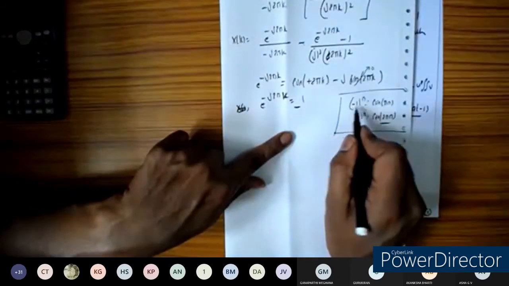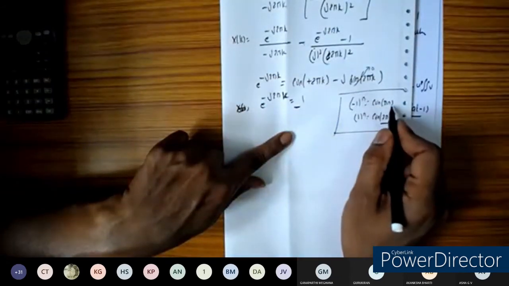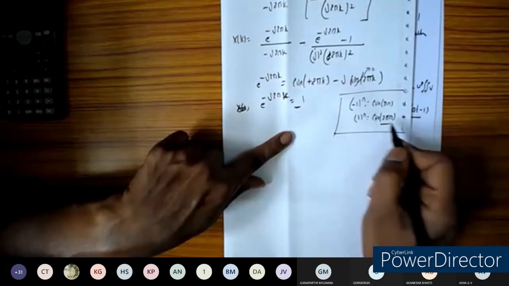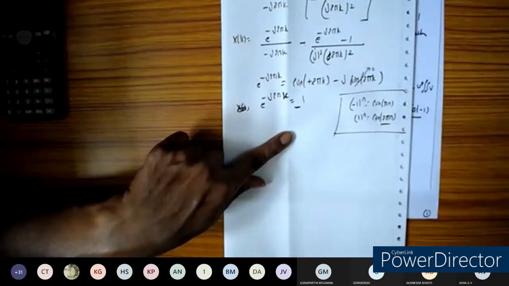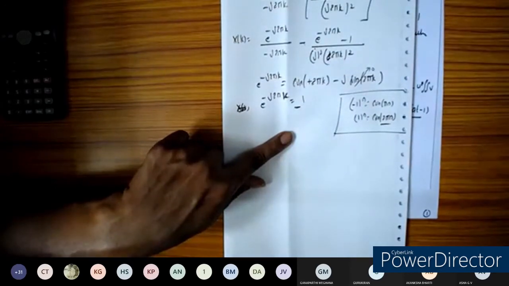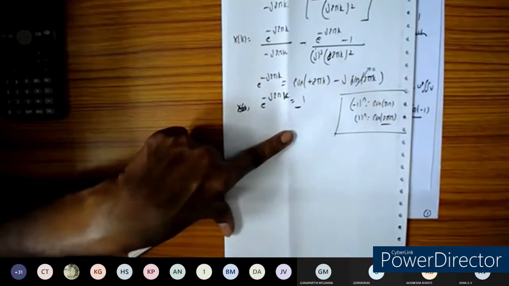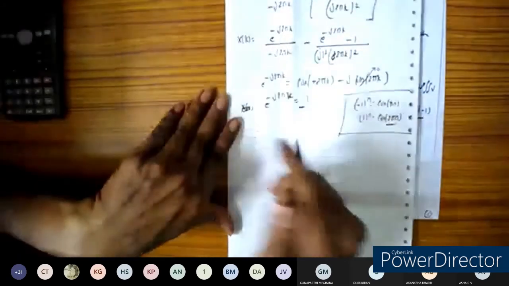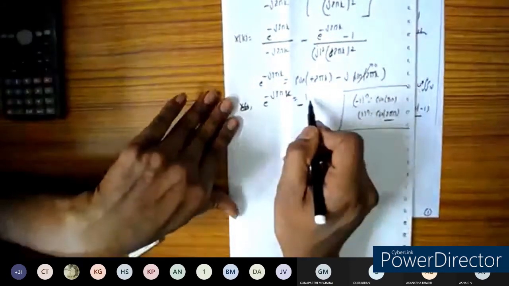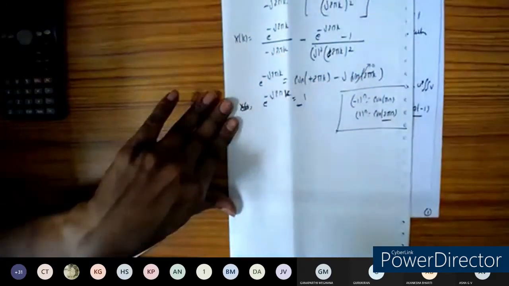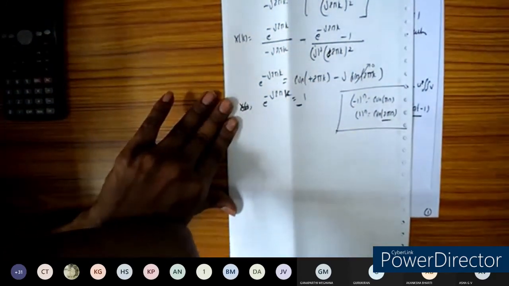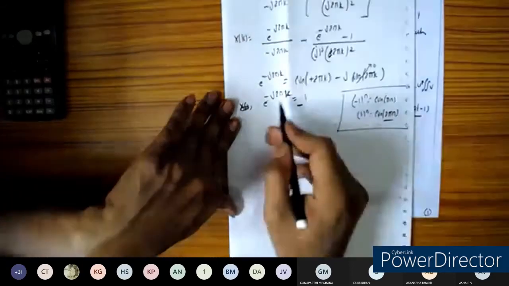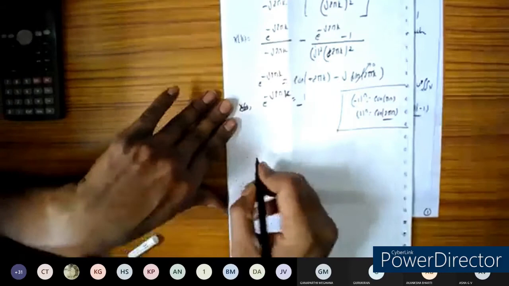We know that minus 1 to the power of n is nothing but cos pi n, and similarly 1 to the power of n is nothing but cos 2 pi n. Therefore, we can write e to the power of minus j2 pi k as 1. After this the concept is clear. So e to the power minus j2 pi k you can write as 1.